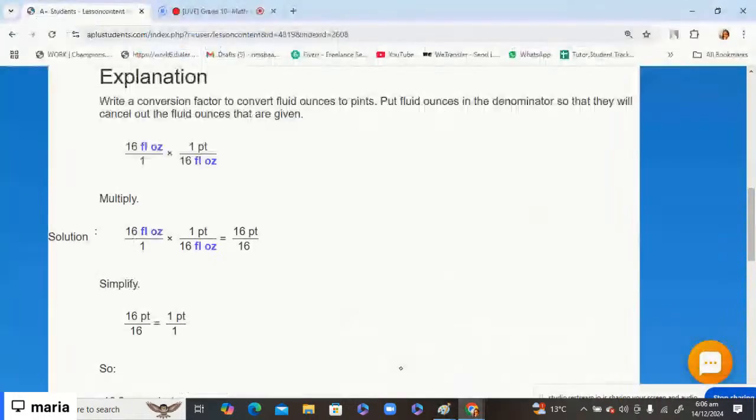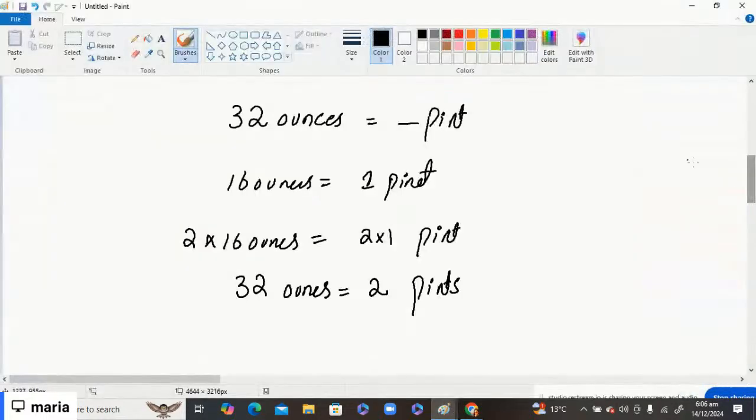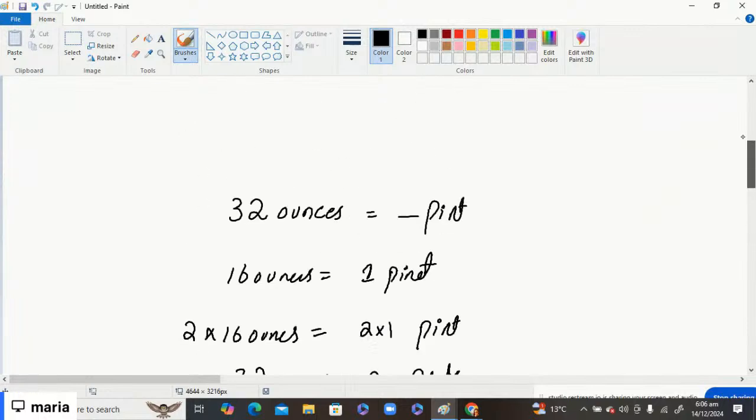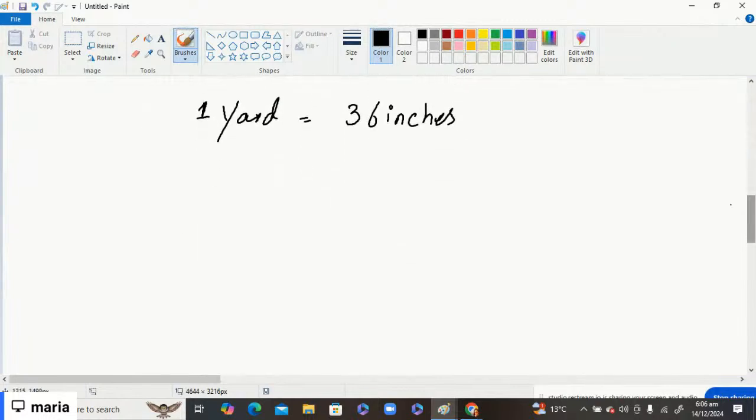Okay, now the next thing, yards and inches. 1 yard is equal to how many inches? As we know, 1 yard is equal to 36 inches. Here is the given, feet and inches: 1 foot is equal to 12 inches. 1 yard is equal to 36 inches.